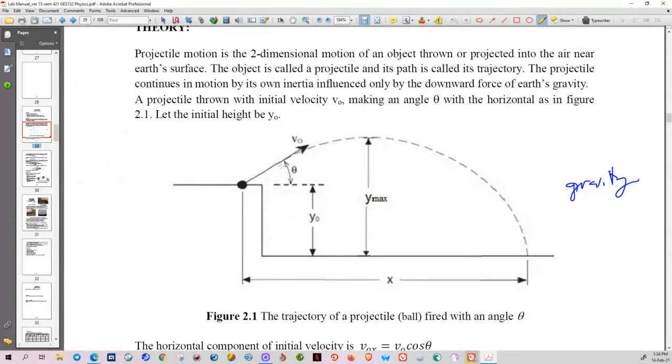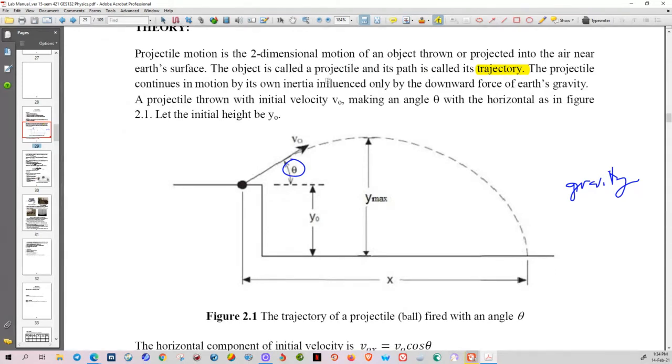Assuming that you throw an object at an angle and say that angle is theta, the force that you applied, which causes the initial velocity, is actually straight. But the object will travel in a curve, okay? That curve is called the trajectory. That's the path of the projectile, okay? It's called trajectory. And the object that you throw is, of course, the projectile.